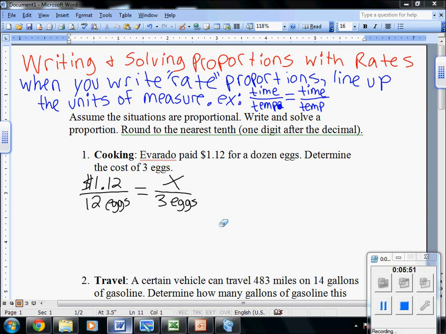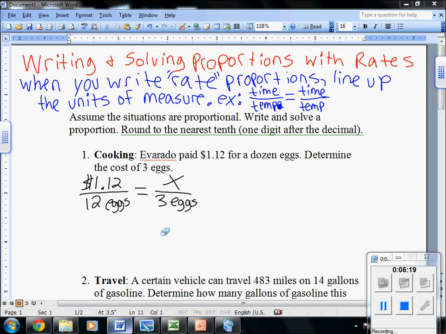So we have our proportion now, where we know it's $1.12 for 12 eggs, and then we want to know how much it is, because cost is on top and number of eggs on the bottom, for 3 eggs. If we solve this proportion, we will have our answer. Now remember, I know you can do these, I know some of these are pretty answers you can do mentally. But I want to give you a process that works even when the numbers aren't pretty.